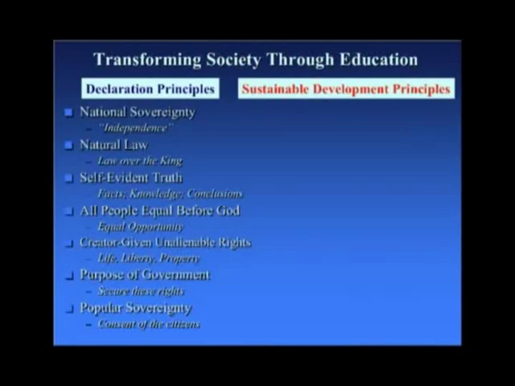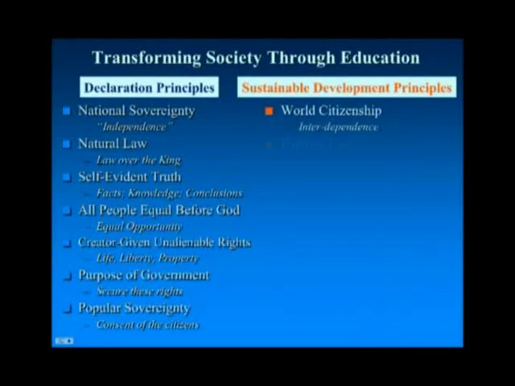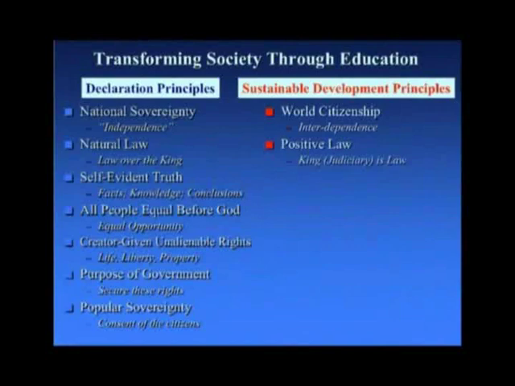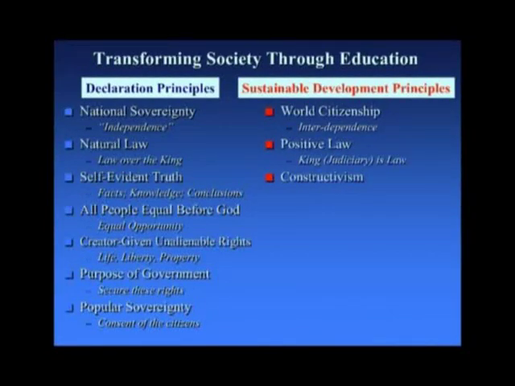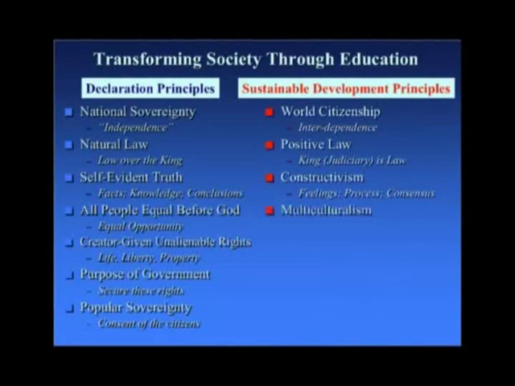We've just compromised away our freedom. They know, folks, the Declaration is key to winning this battle. That's why the fight in Minnesota is now over the Declaration principles. I want to recap real quickly the Declaration principles versus sustainable development. National sovereignty is replaced by world citizenship. Natural law is replaced by positive law. Constructivism replaces self-evident truth. All people are equal before God is now replaced by multiculturalism. That is not celebrating different cultures who are here. That is declaring everyone different by their culture, and all ideas are now equal.